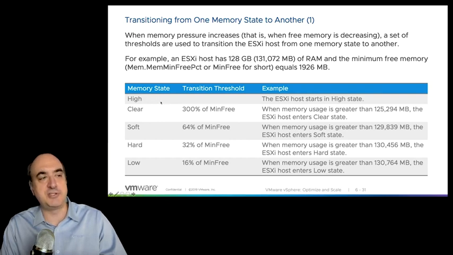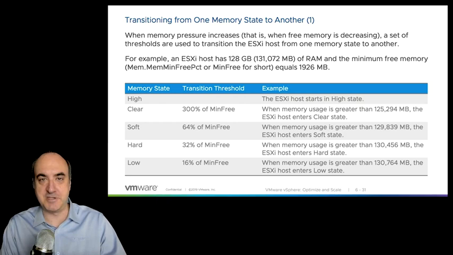So basically, we were at high. The amount of free memory has dropped. We are now below 300% of min-free. We're in this clear stage, and that's when we're going to start to do what the clear state actions were, which remember, that's breaking up the large pages into 4K byte pages to get more aggressive for page sharing, specifically with intra-VM page sharing. And the goal of that is to bring the system back to high.